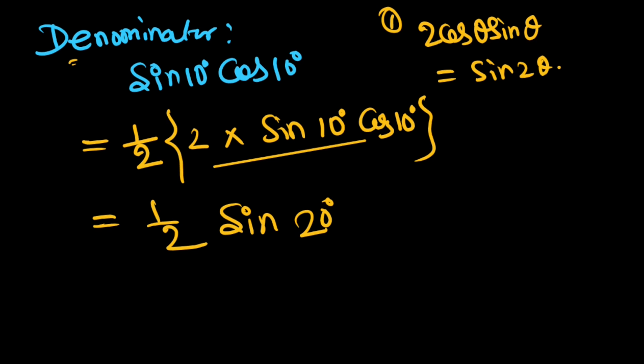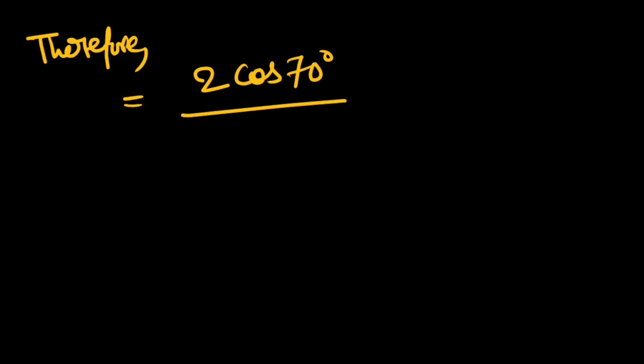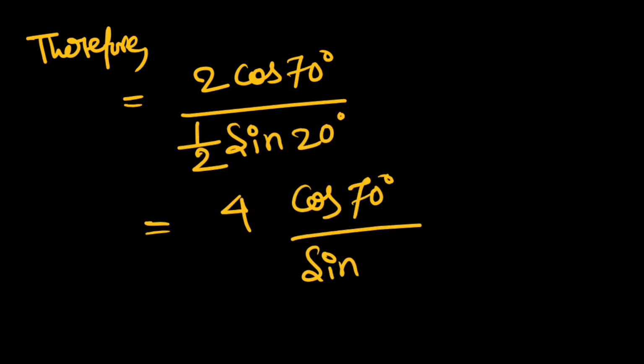Therefore we put the numerator value, that is 2 cos 70 degree, and denominator value is 1 over 2 sine of 20 degree. So that is actually 4 cos 70 degree over sine 20 degree. So therefore we write cos 70 degree in this way. If we manipulate it, 70 degree means 90 degree minus 20 degree over sine 20 degree.